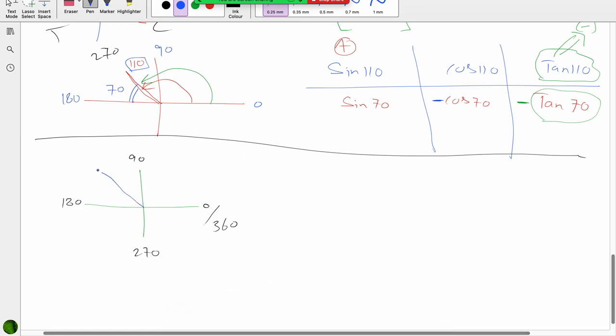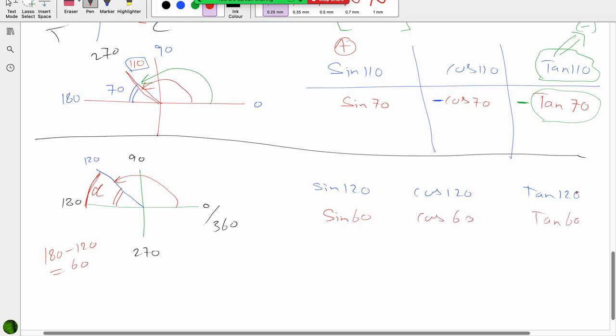Okay, so if we do for 120, this is 120 and I'm writing for all three. Sine of 120, cos of 120 and tan of 120. My second question, what is the basic angle? Alpha. If this is 120, the remaining would be 180 minus 120 is 60. So basic angle is 60. So sine of 60, cos of 60, tan of 60.